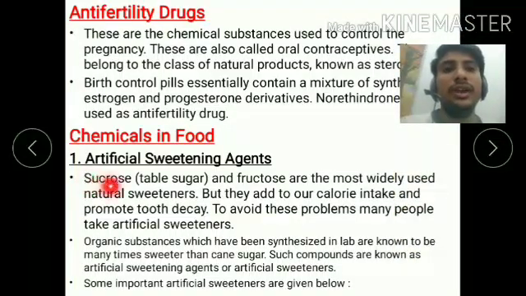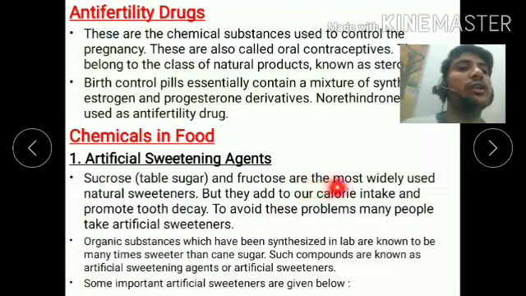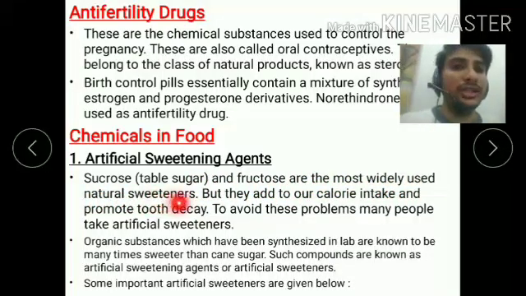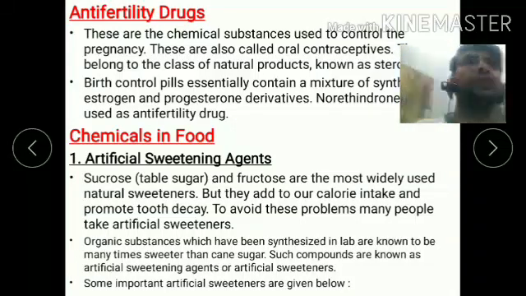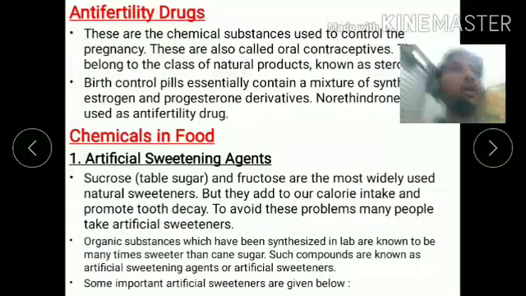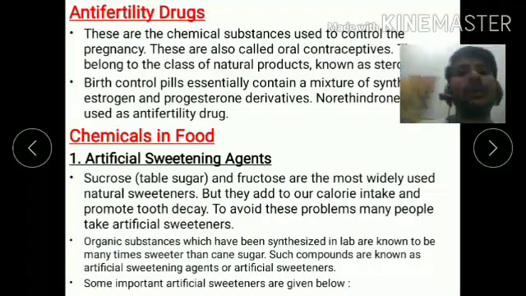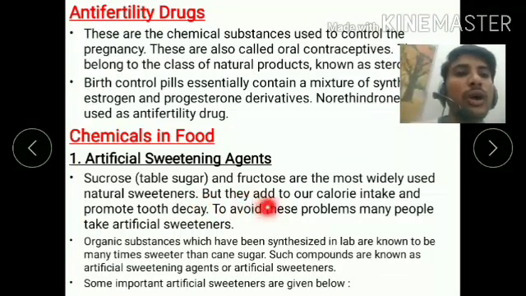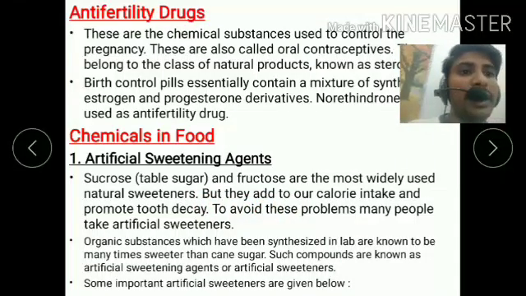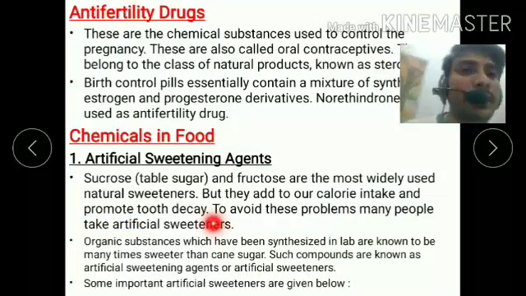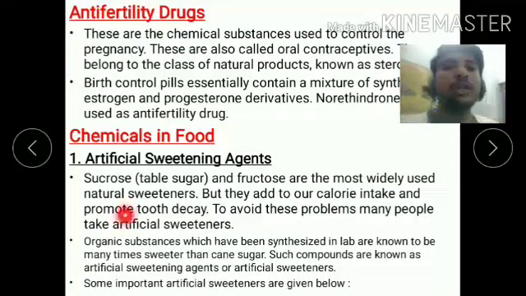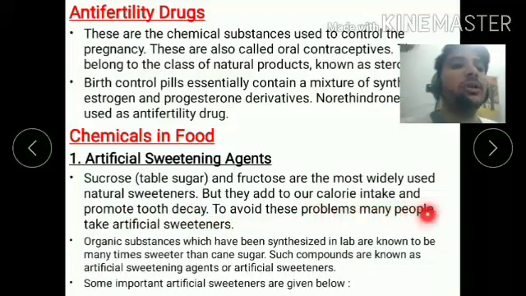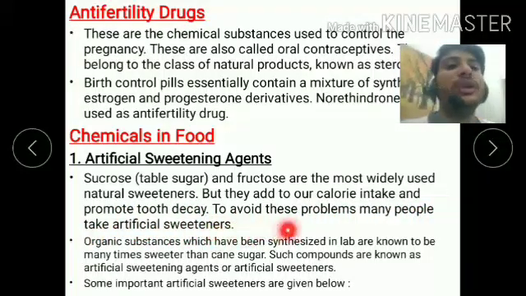Sucrose, that is called table sugar, and fructose are the most widely used natural sweeteners. All fruits contain fructose, and we use sugar in the form of sucrose. But they add to calorie intake and promote tooth decay. If you take too much sucrose and fructose, it promotes tooth decay. To avoid these problems, many people take artificial sweeteners.